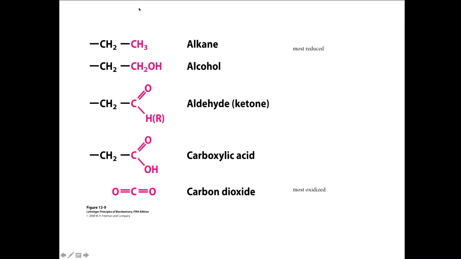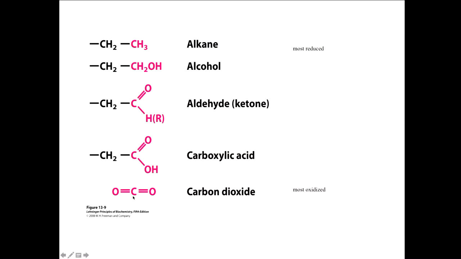So the thing is to look at this functional group at the end and say, well, this one is most reduced, because the carbon, of these different carbons in these different functional groups, this one owns the most electrons. It has the most negative electrons, or whatever. And down here, carbon dioxide is the most oxidized because it doesn't really have any.